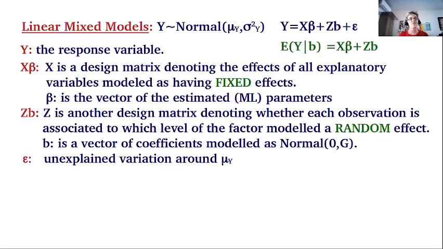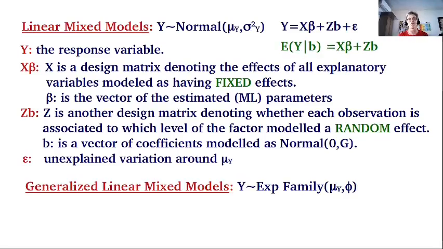We can also have generalized linear mixed models in which the response variable now belongs to one of the probability distributions belonging to the exponential family. It's written in a generalized way, such that we have the mean of this probability distribution and a dispersion parameter phi that changes in meaning depending on the distribution. Let's recall that the normal distribution is one of the many distributions belonging to the exponential family.